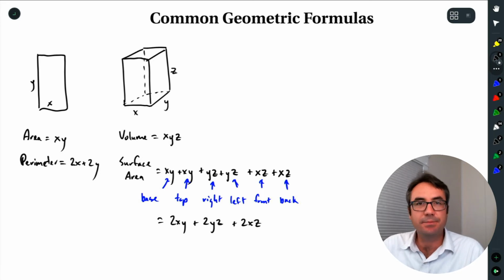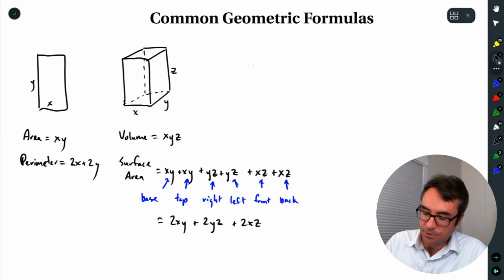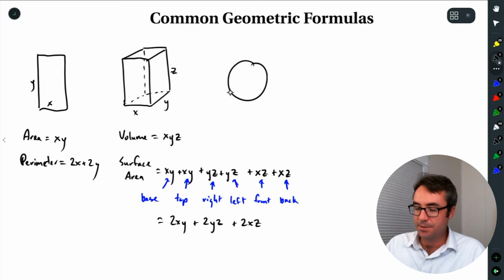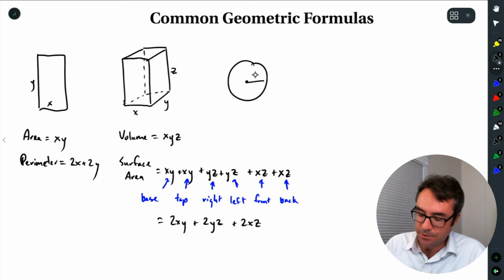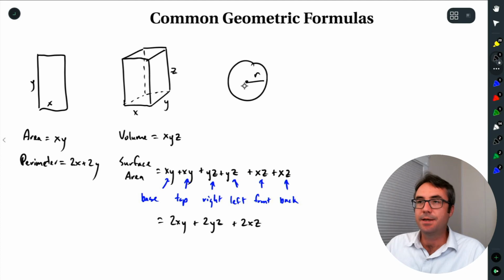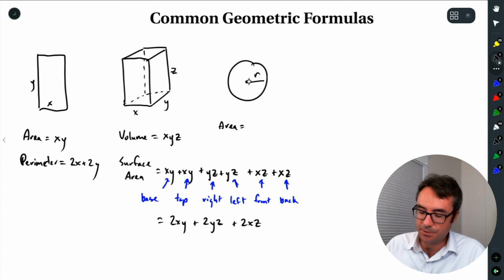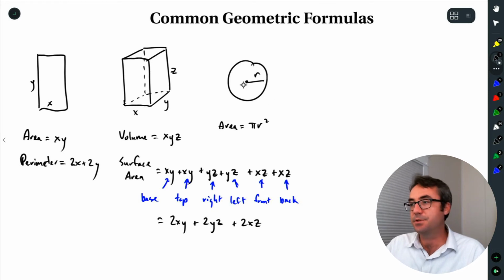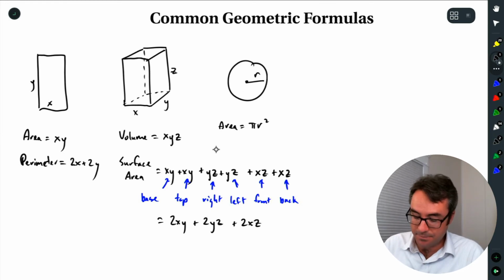What else do we sometimes work with? Well, we also work with circles. There's a circle, there's a radius. What are some common calculations with circles? Well, there's area, so pi r squared. There's the circumference, 2 pi r.